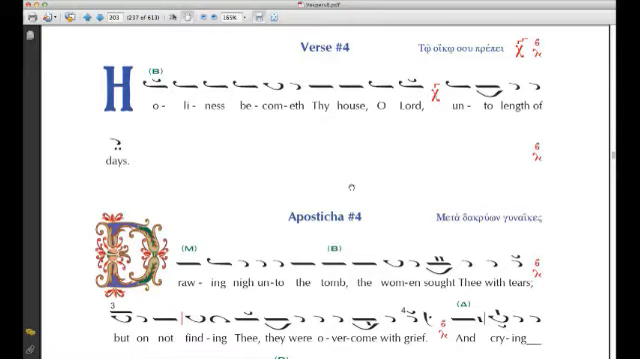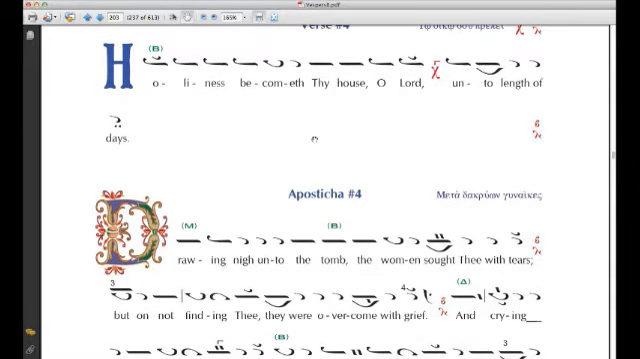So, Holiness becometh thy house, O Lord, just a little bit quicker, just to push your limits. Legatos. Holiness becometh thy house, O Lord, unto length of days.